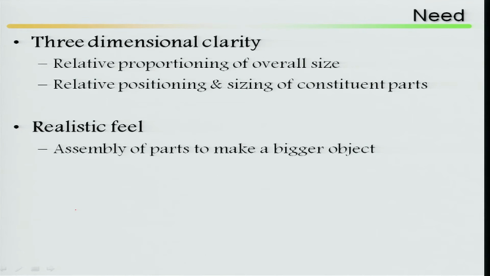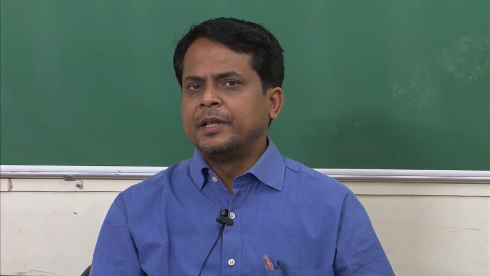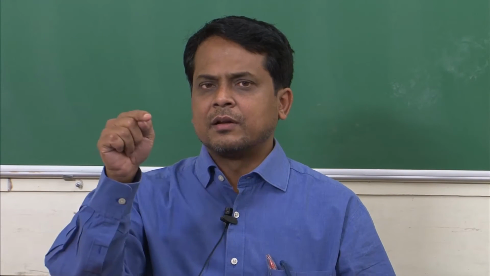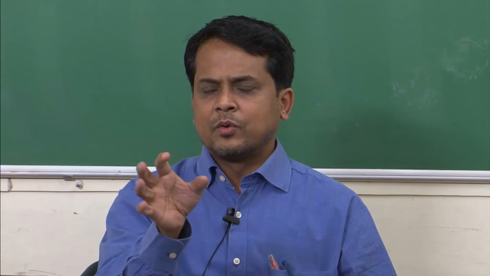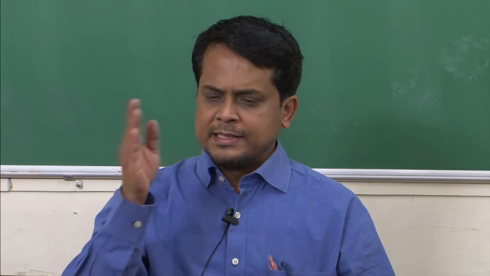What is the need? The need for isometric is that I can put the subject in such a way that 3-dimensional clarity will be there. I can see the 3-dimensional object, all sides I can see, I can rotate, I can put the object in such a way that I can see the front, I can see the side, I can see the rear view.